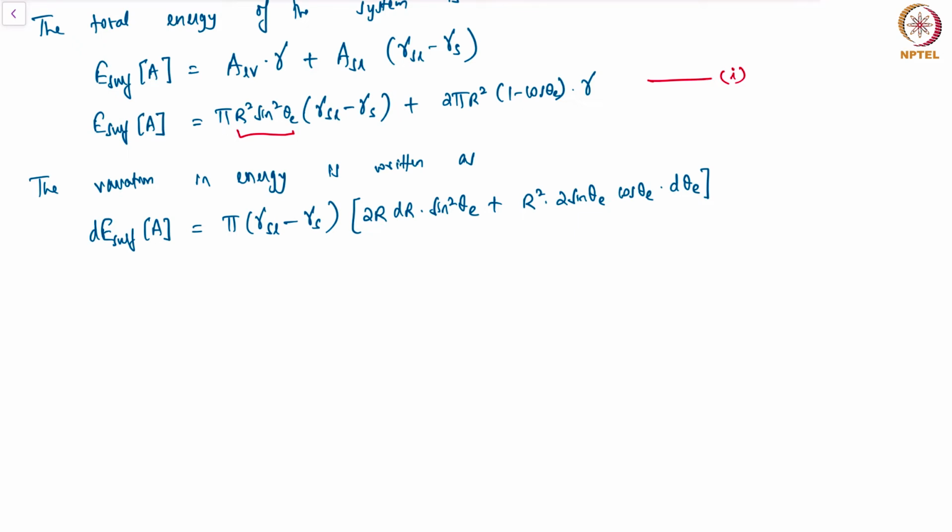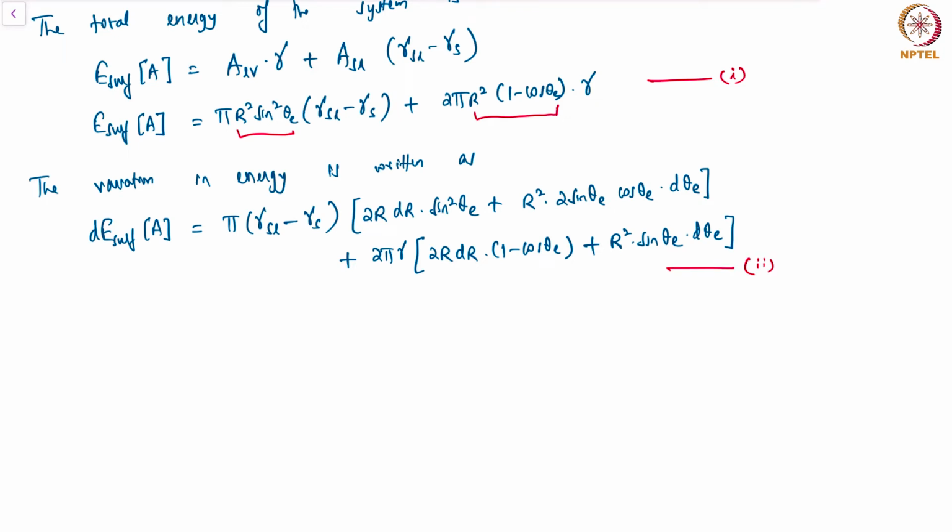That's the first part. And finally the variation of the second term would be 2 pi gamma times 2r dr times 1 minus cos theta E. That's the first term. Note that I am writing down the variation of this term here, plus we have r square times the derivative of cosine theta, which is minus sine theta, so that's plus sine theta E d theta E. That's the variation. Let's call this expression number 2.